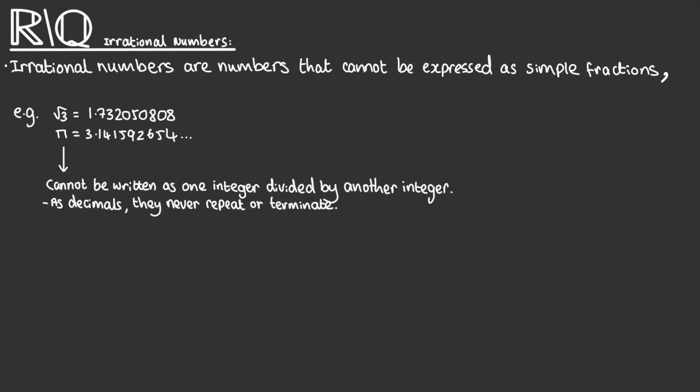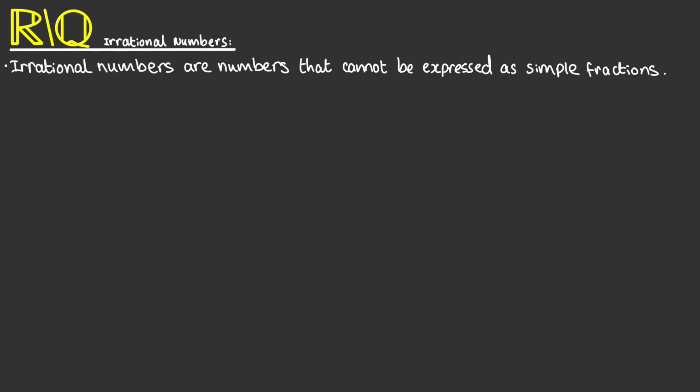As decimals, these 2 numbers never repeat themselves or terminate, and therefore they cannot be written as one integer divided by another. So it can be said that rational numbers have a ratio, since they can be written as the ratio of 2 integers, whereas irrational numbers have no ratio. The set of irrational numbers is denoted by R\Q. What this tells us is that the set of irrational numbers contains all of the real numbers which are not present in the set of rational numbers.